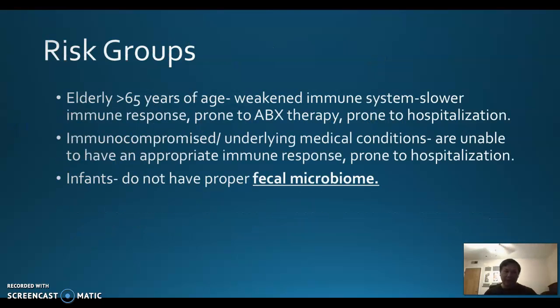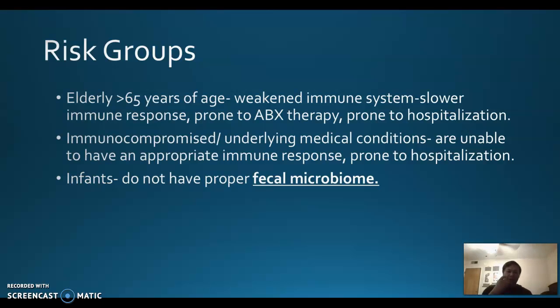So what are our risk groups? Our risk groups are usually the regularly known risk group people. So it's the elderly, anyone that's greater than 65 years of age. And why is this? This is usually because of their weakened immune system, or slower immune response time because of their advanced age. Also, they're prone to more bouts of antibiotic therapy because they're older. They require a little bit more maintenance health-wise. So there's more visits to the doctor, there's more medications that are being taken and things like that. They're more prone to hospitalization.